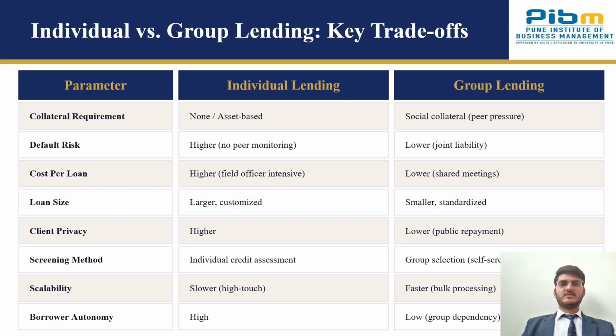So now let's talk about the comparison between individual and group lending. This comparison table crystallizes why individual lending is inherently more challenging than the group model. Individual lending offers borrowers greater autonomy, privacy, and larger loan size, but at the cost of higher default risk, higher per loan cost, and the loss of natural monitoring mechanism that group liability provides. Understanding this trade-off is essential when designing MFI products and policies.